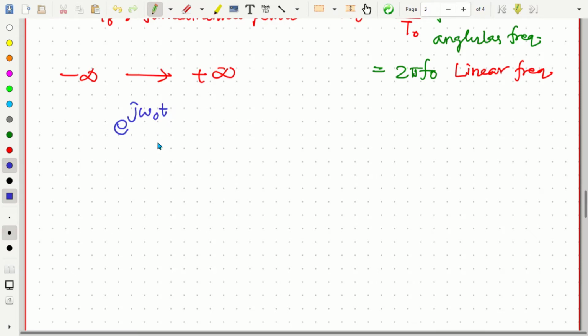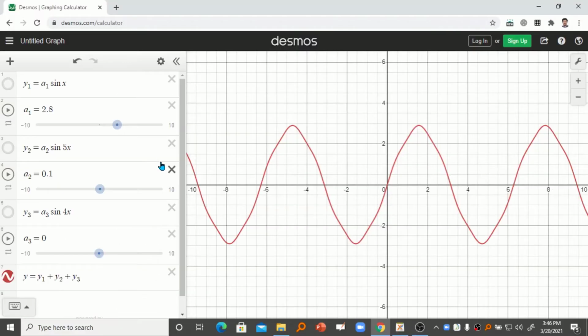You have to be very careful about this signal. This is not e power st, it is e power j omega 0 t. You have to keep in mind that here sigma is equal to 0 and omega 0 is the fundamental frequency. And you can get harmonics of the signal. What is meant by harmonic of the signal? Let us go to Desmos and see what harmonics of the signal are.